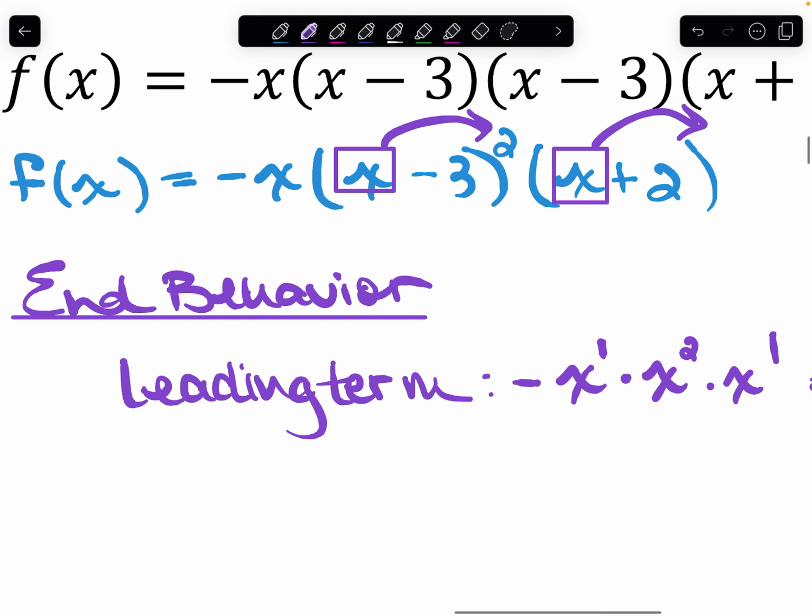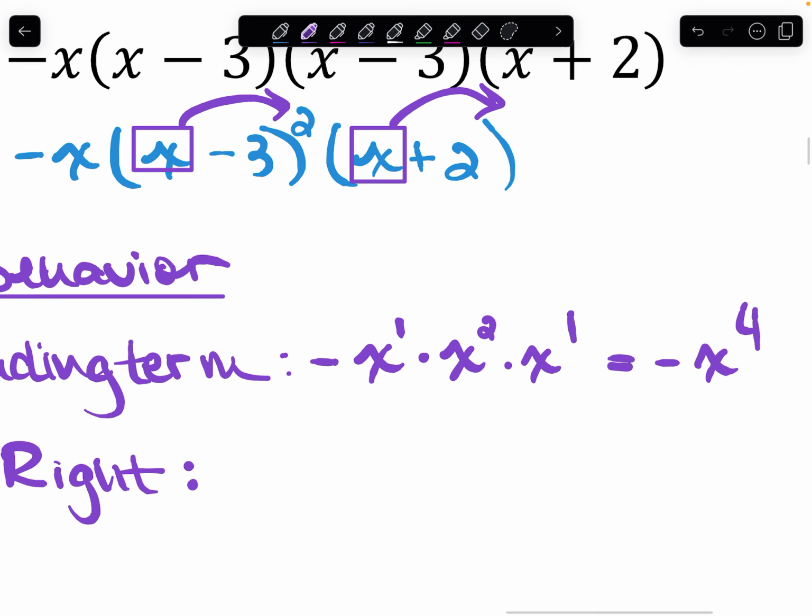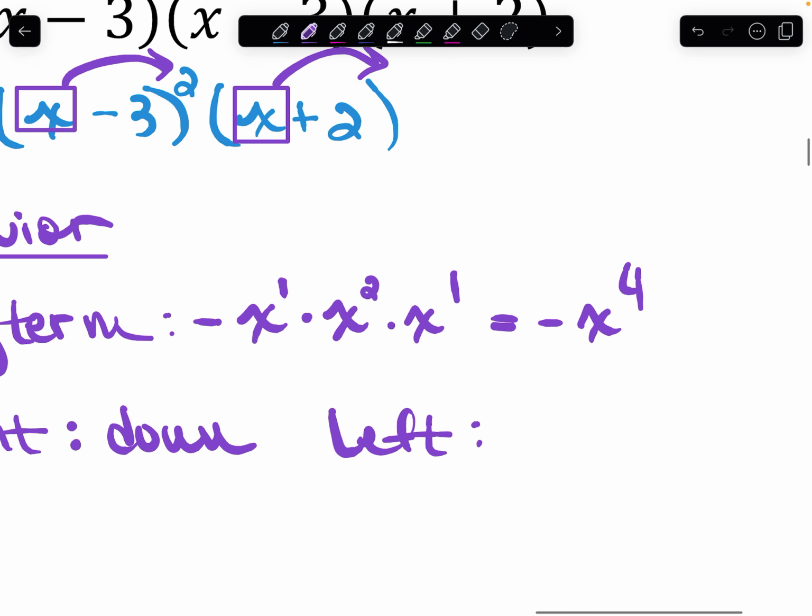All right, so our right end behavior is based on the leading coefficient, which is negative. So it is going to be down. Our left end behavior is based on the degree. The degree is 4, which is even. Therefore, the left follows the right, so it is also down.